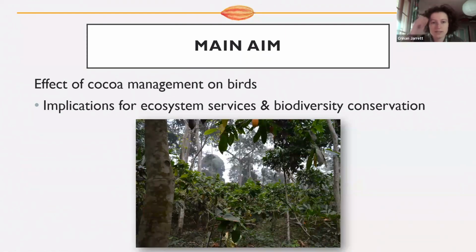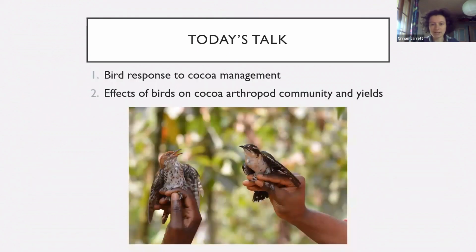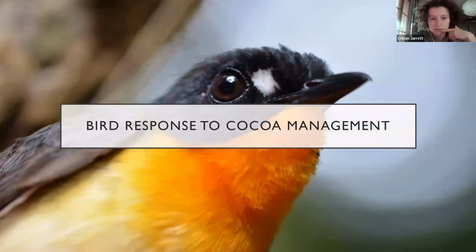Okay, so for my PhD, my main aim was to understand how this range of management of cocoa farms could affect the bird communities that are inside these farms and what the implications are for ecosystem services and biodiversity conservation. So today I'll talk about two projects I did during my PhD. The first one is a study on the response of bird communities to cocoa management. And the second one is a study on the effects of birds on the arthropod community in cocoa farms and yields.